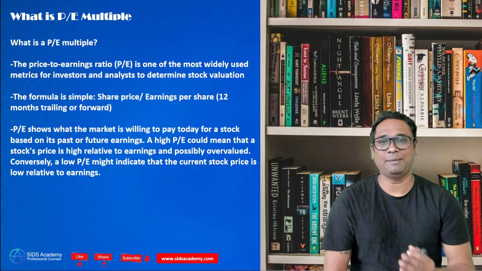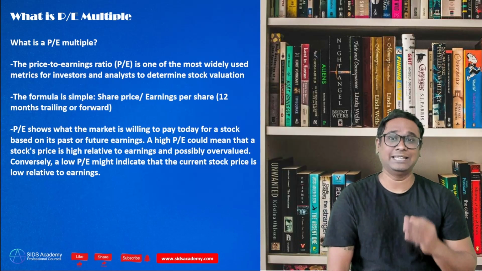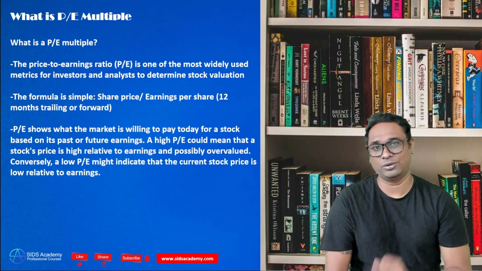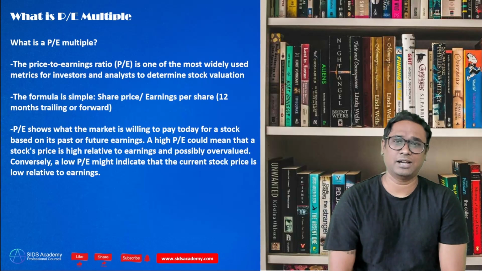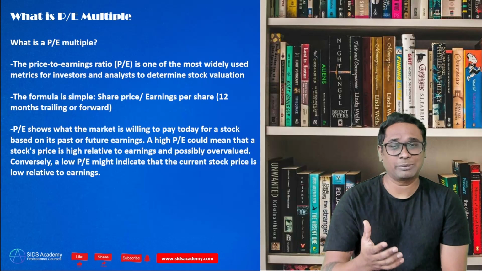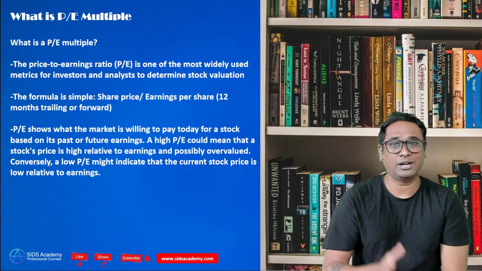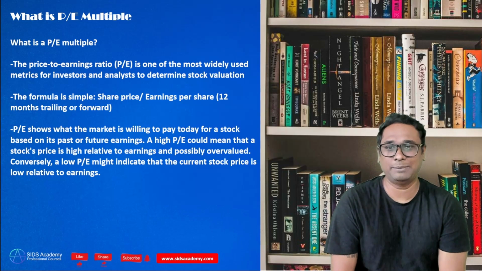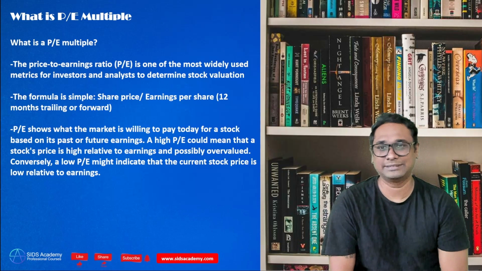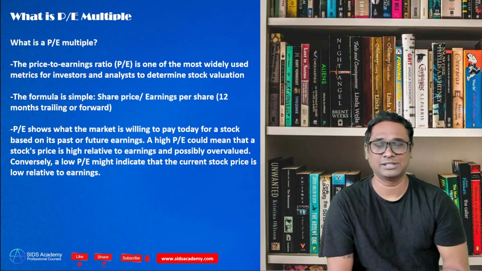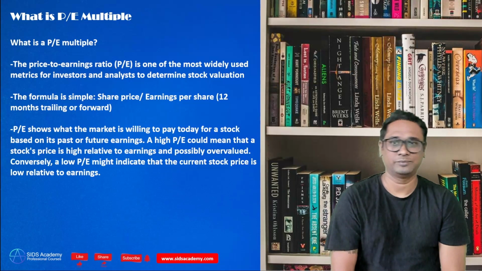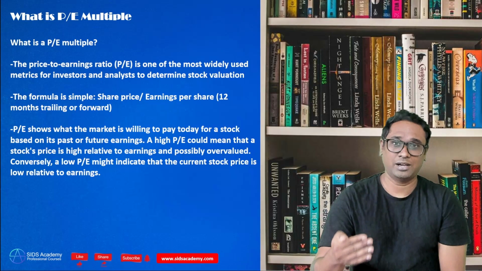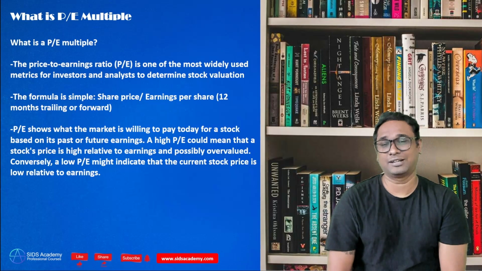A high PE multiple could mean that the stock price is high relative to the earnings and possibly overvalued. Let me read it again. A high PE multiple could mean that the stock's price is high relative to the earnings and possibly overvalued. Hope this is clear. And conversely, a low PE multiple might indicate that the current stock price is low relative to the earnings, because the formula is such that it is share price divided by earnings per share. So basically we are trying to understand how much the people are willing to pay in relation to the earnings that the company is providing to the shareholder.